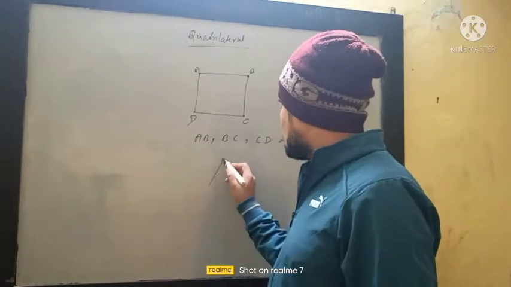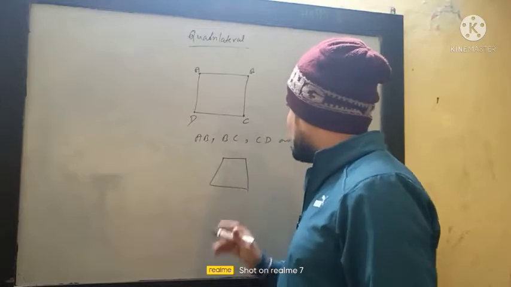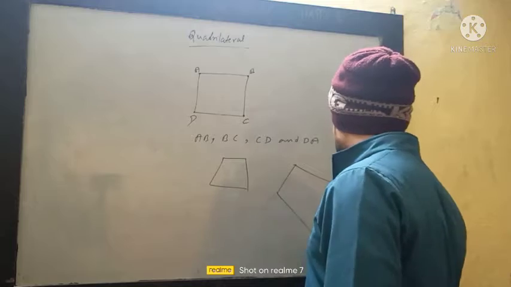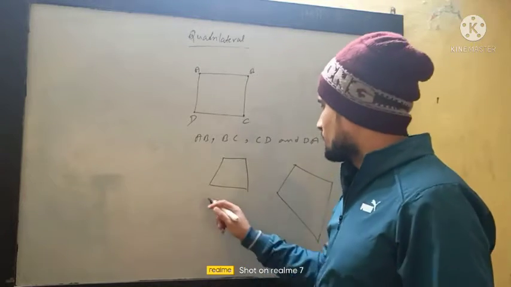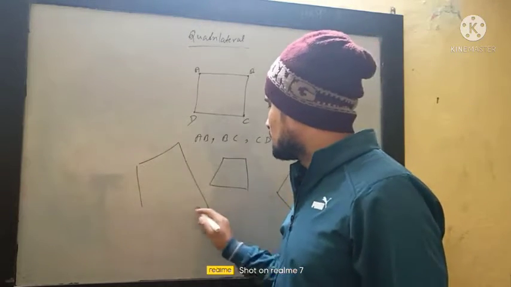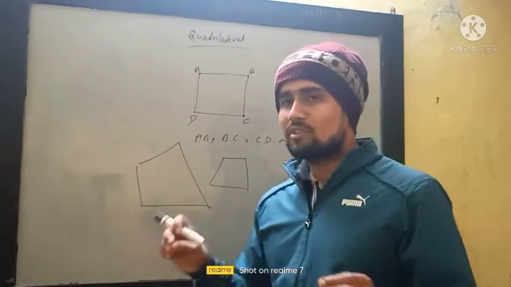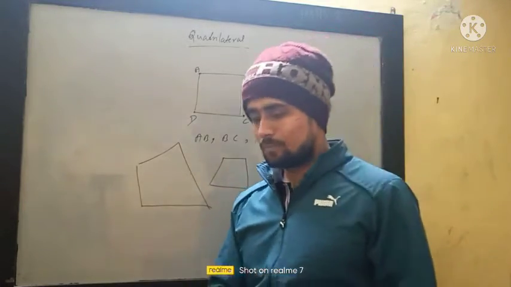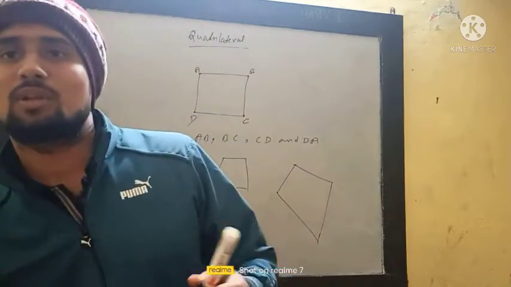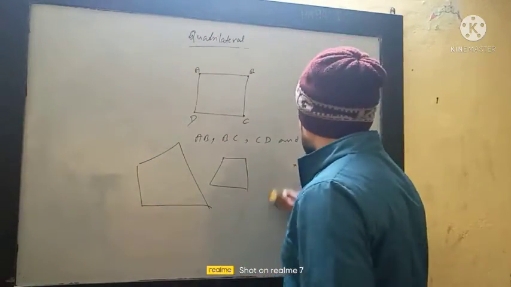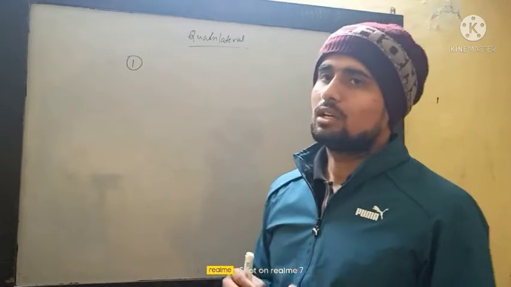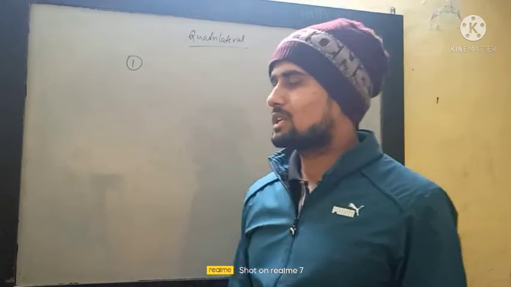If we make a shape like this, it is also a quadrilateral. Whatever shape we make which has four sides, we call it a quadrilateral. But is it necessary to remember all these shapes? No. We are going to discuss only a few types of quadrilateral which we use in further classes.